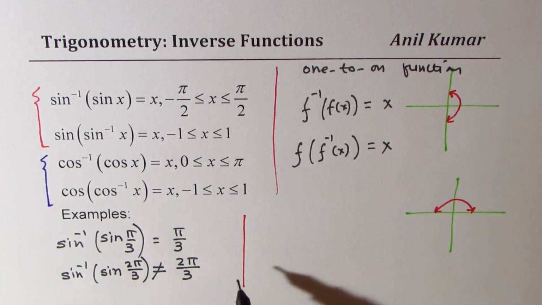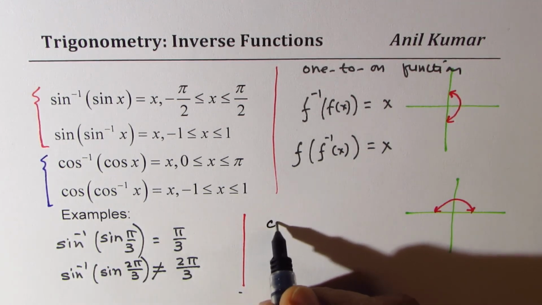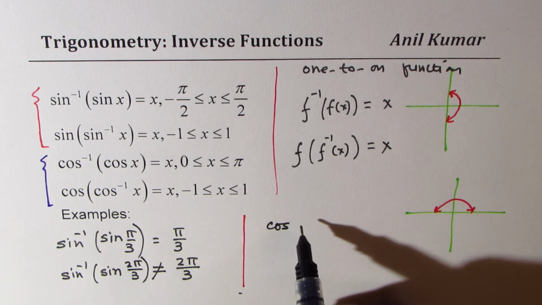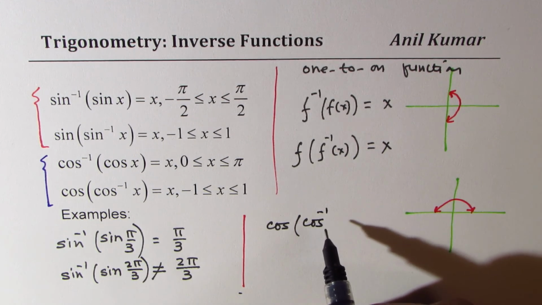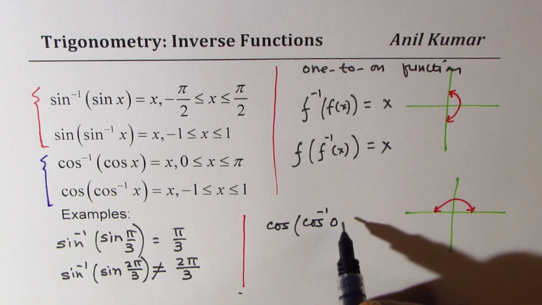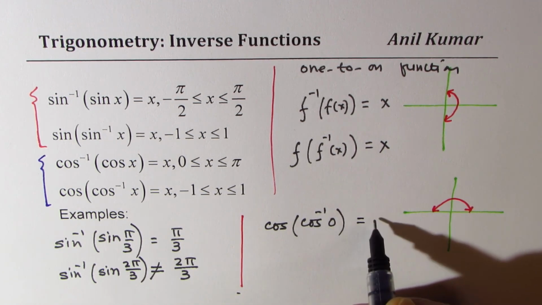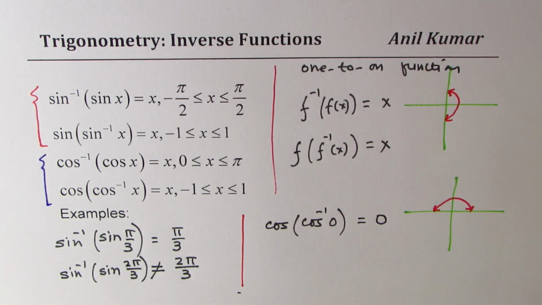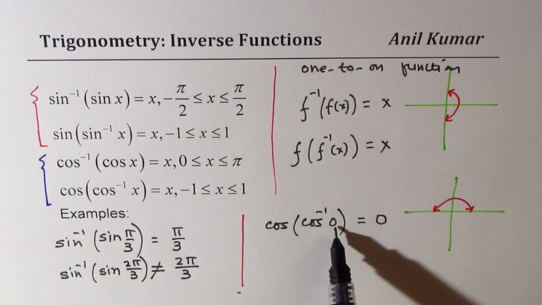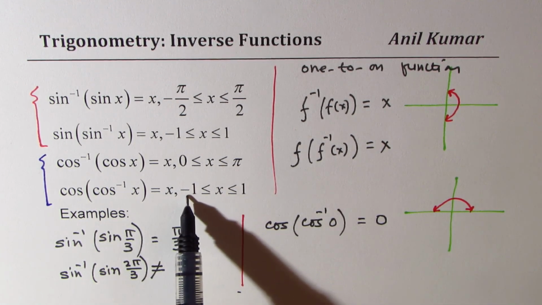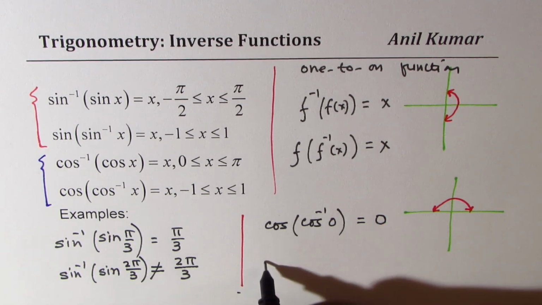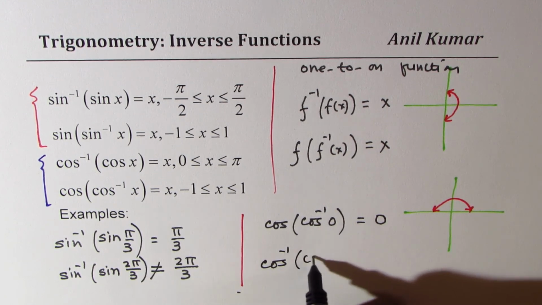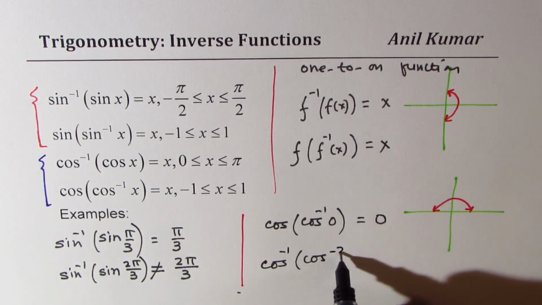Anyway, we'll get to this later. Similarly, let me give you another example for the cosine function. If I write cos of cos inverse, let's say 0, what do you expect? You expect 0 as your answer, correct? Because this 0 is within minus 1 and 1, correct? So it works, correct? Similarly, if I give you cos inverse of cos of minus 2 pi by 3.